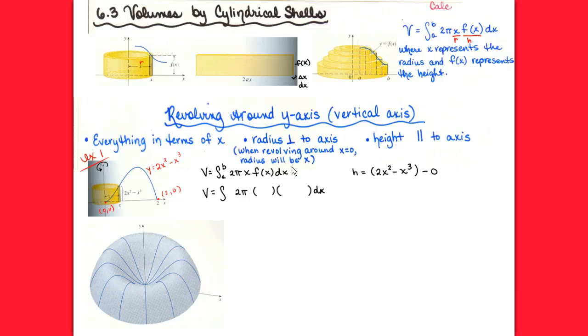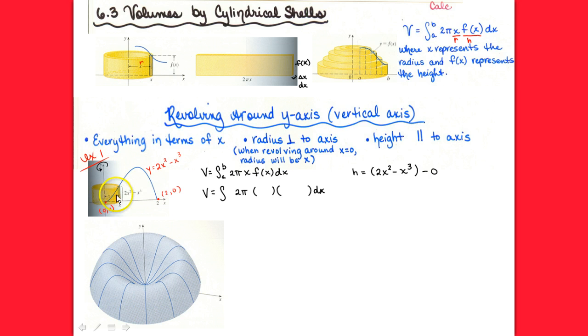So let's look at example number 1. For example number 1, it says find the volume of the solid obtained by rotating about the y-axis the region bounded by y equals 2x squared minus x cubed and y equals 0. All right, so here's y equals 2x squared minus x cubed, and here's y equals 0. So we want to take this region in here and we want to revolve that around the y-axis.